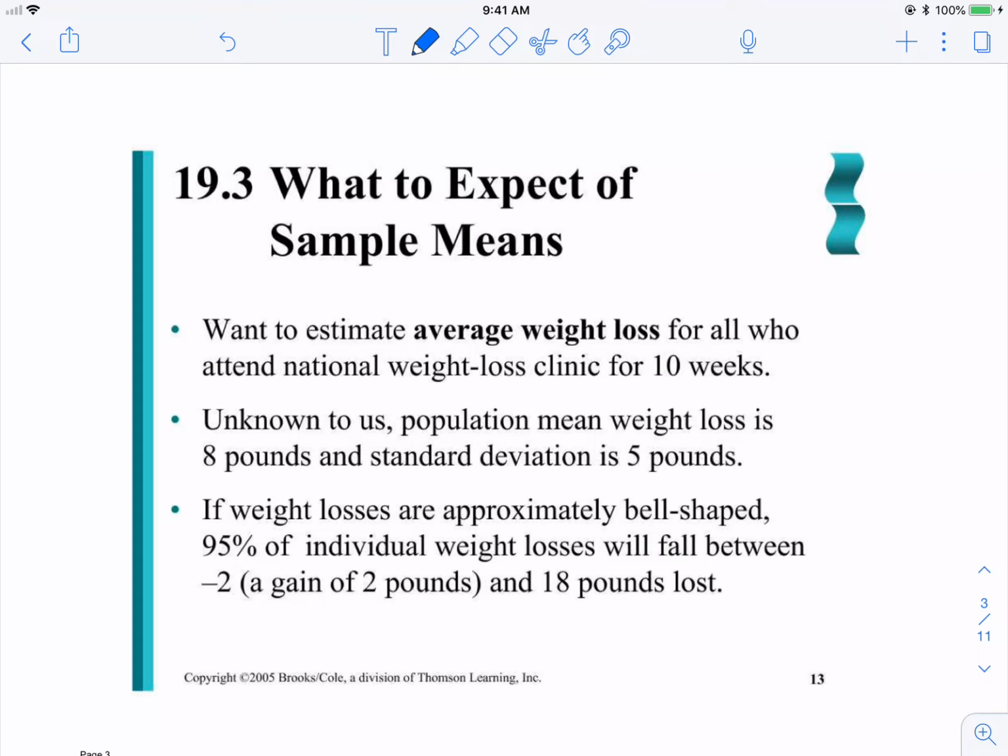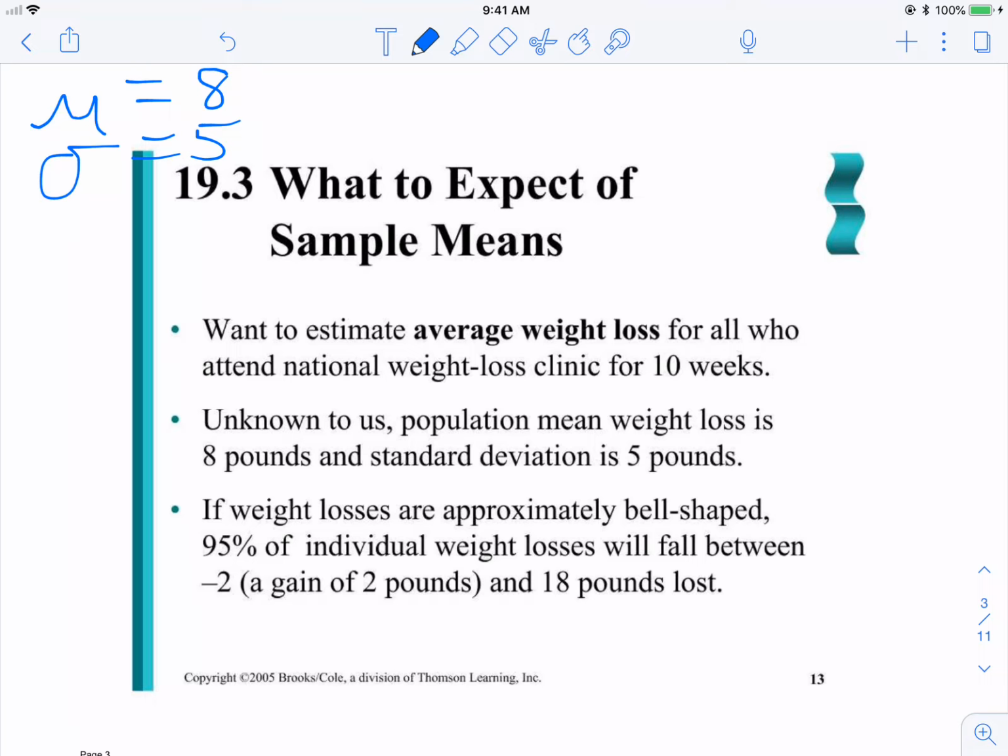Okay, so those values are expressed, population mean is expressed with the Greek letter mu. We've used that before. So that's 8 pounds, and the population standard deviation is represented with the lowercase sigma. That's 5 pounds. Now, these weight losses are approximately bell-shaped. 95% of the individual weight losses will fall within negative 2 pounds, which would actually be a gain of 2 pounds, and a loss of 18 pounds.